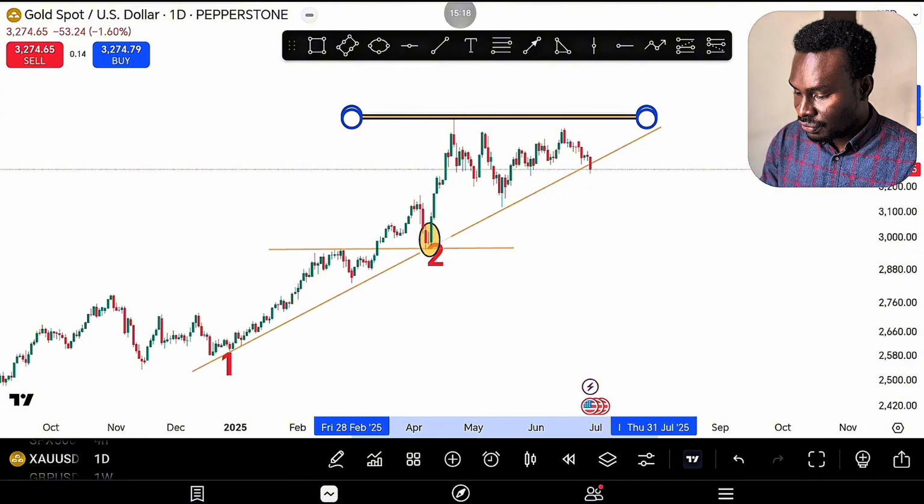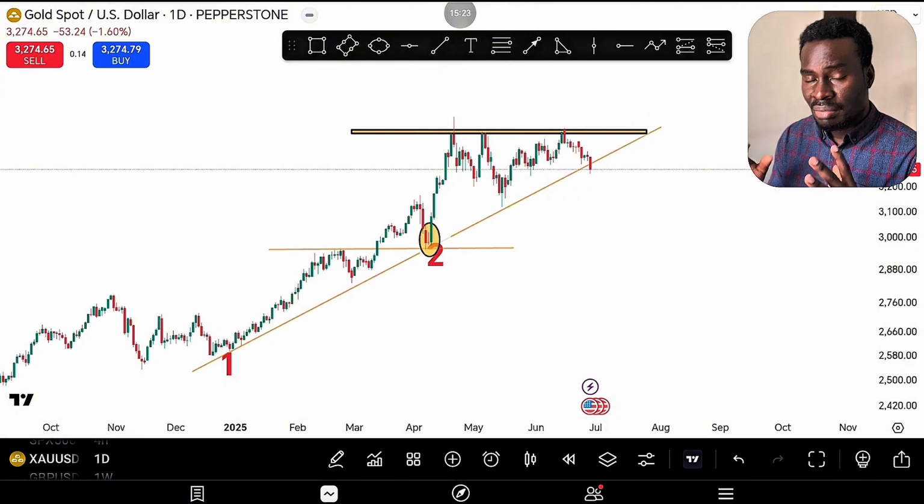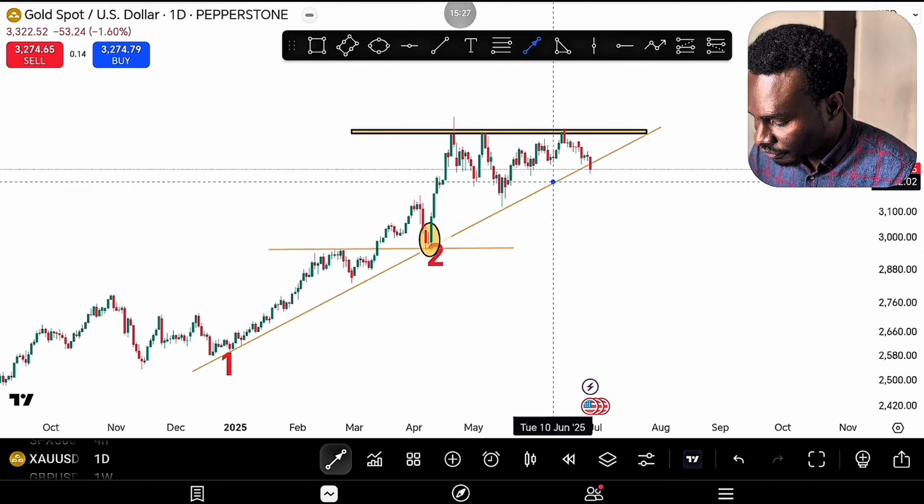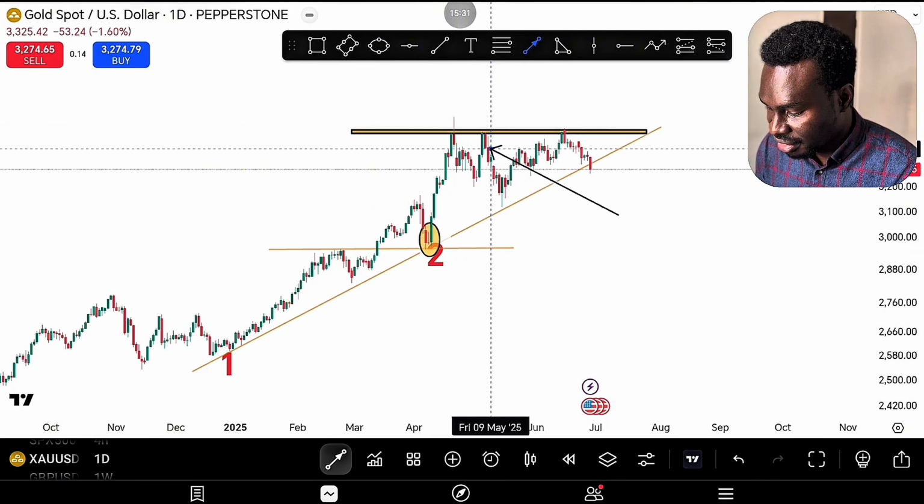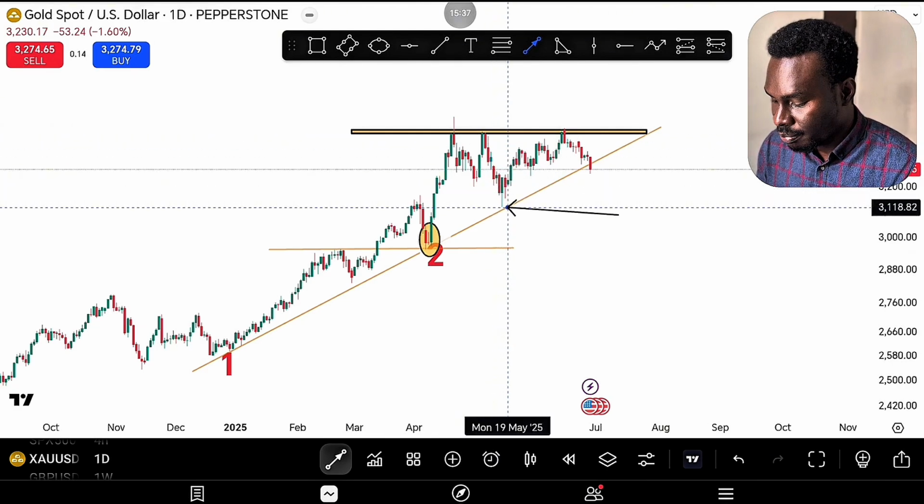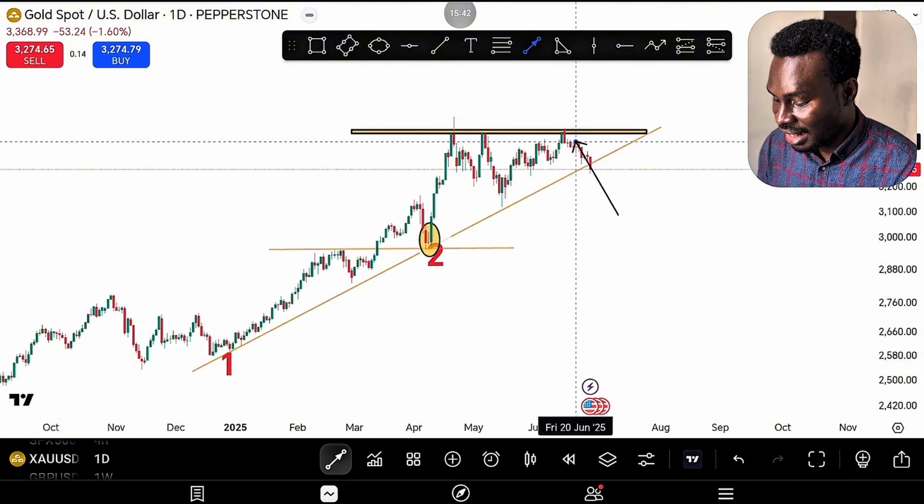Even when you put this too close to the borders of the candles, you can see that the market made three attempts to break this. The first attempt was made here, and it wicked below it. This was the second attempt. It just didn't break above the resistance level. It pulled price back down close to this trend line. Now it came for a third time and still didn't break and hasn't broken it.